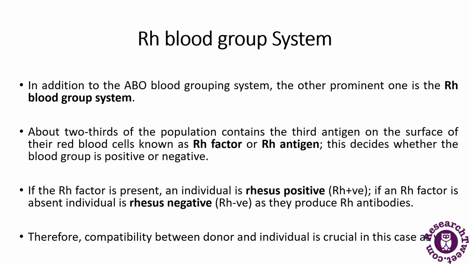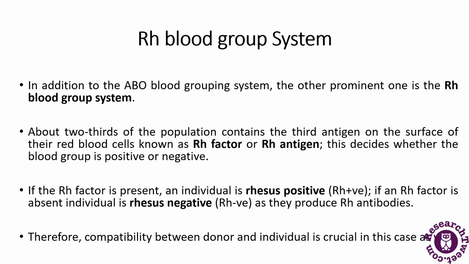Now, what is the RH blood group system? In addition to the ABO blood grouping, the other prominent one is the RH grouping. About 1/3 of the population contains a third antigen on the surface of RBCs, which is known as the RH factor or RH antigen. This RH factor decides whether the blood group will be positive or negative.